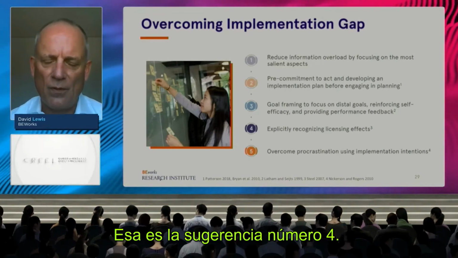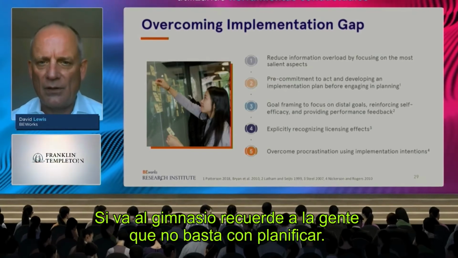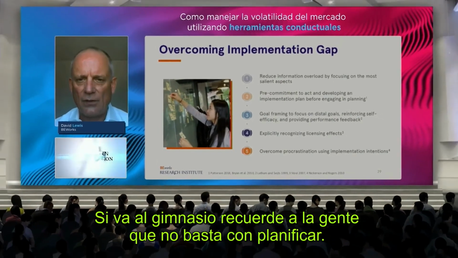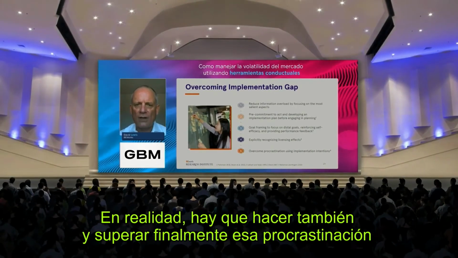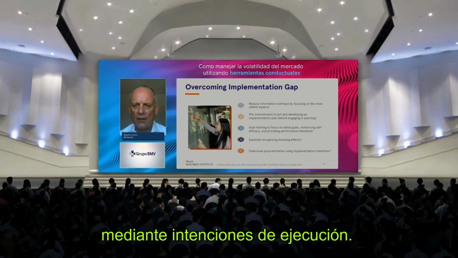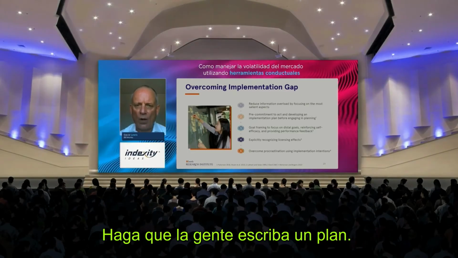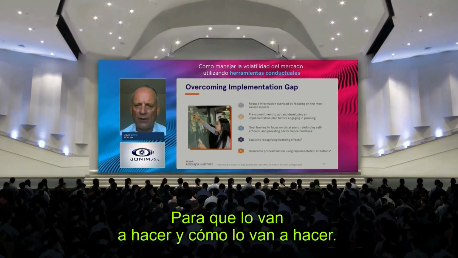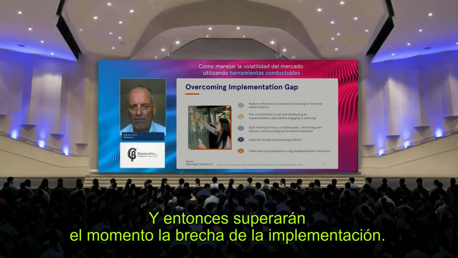That's suggestion number 4. Give the story of going to a gym and remind people that just planning is not actually enough. You actually have to do as well. And finally, overcome that procrastination by using implementation intentions. Have people write out a plan for what they're going to do and how they're going to do it, and then they will overcome the implementation gap.